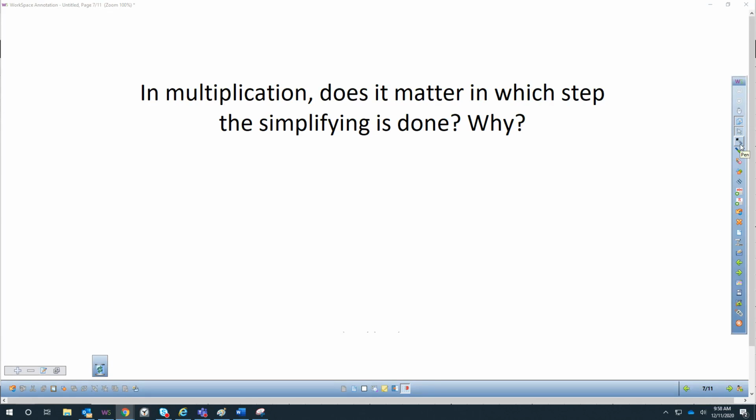So to wrap this lesson up, we're going to talk about some of the questions that you had throughout the activity, just to make sure that you understand what we're going for here. And one of the first questions was this one. In multiplication, does it matter in which step the simplifying is done and why?